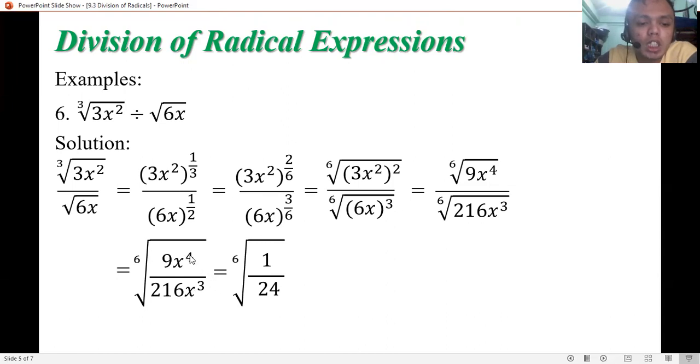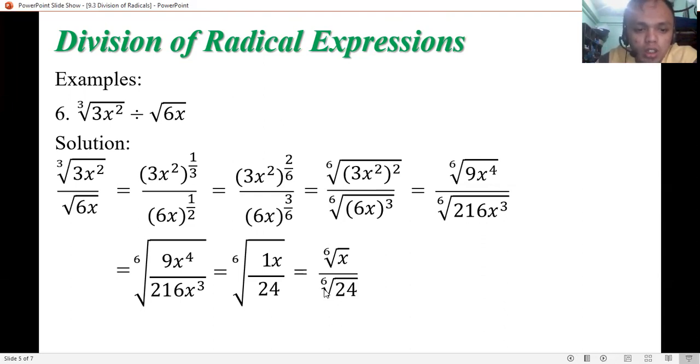Okay, parehas silang x. What are we going to do to the exponent? Now, 4 minus 3, so subtract natin, since parehas naman silang x. 4 minus 3 is 1, so we have x lang. Okay? Next, we have here, 1 times x is x na lang. We have 6th root of 6x over 6th root of 24.